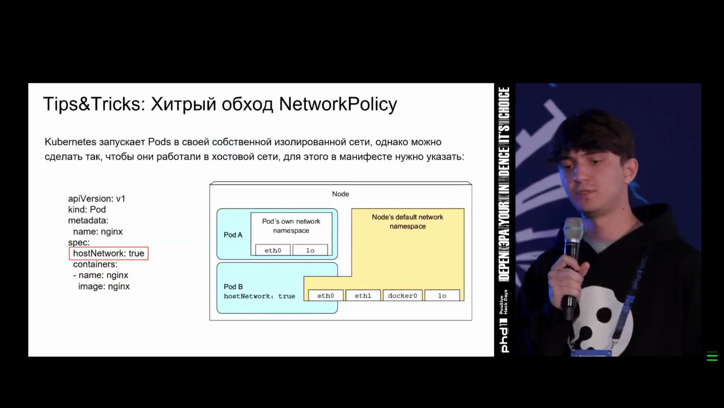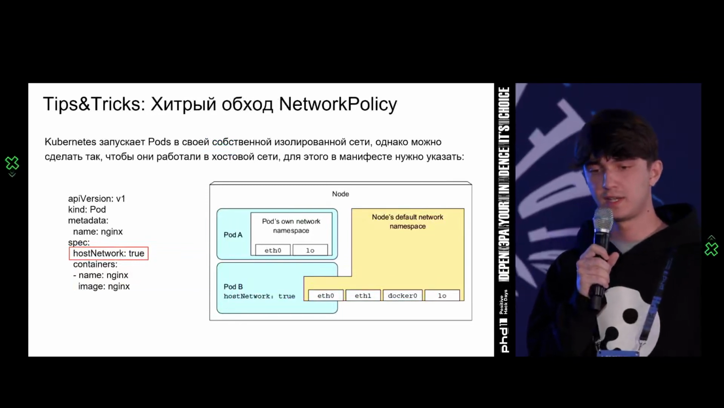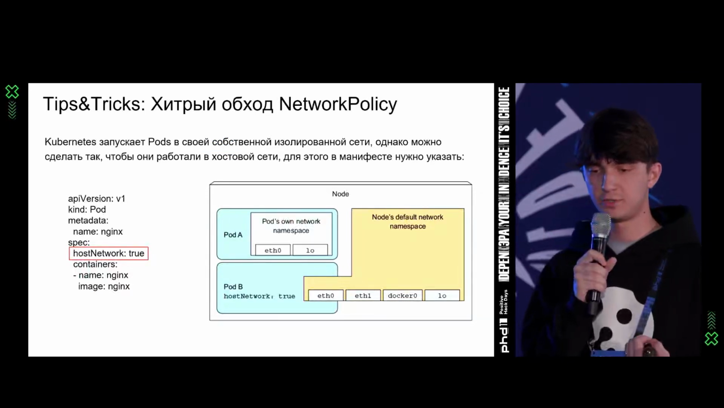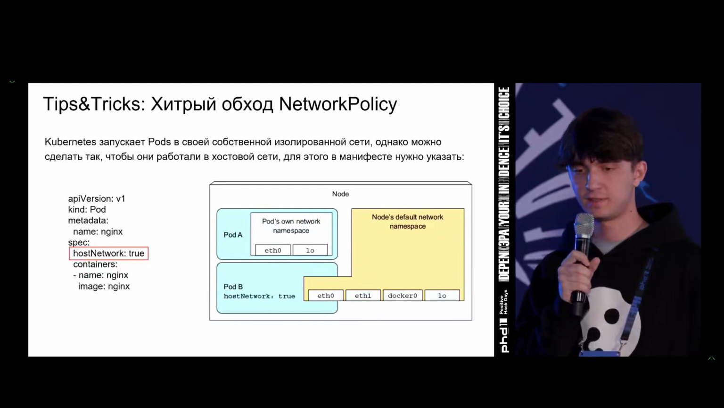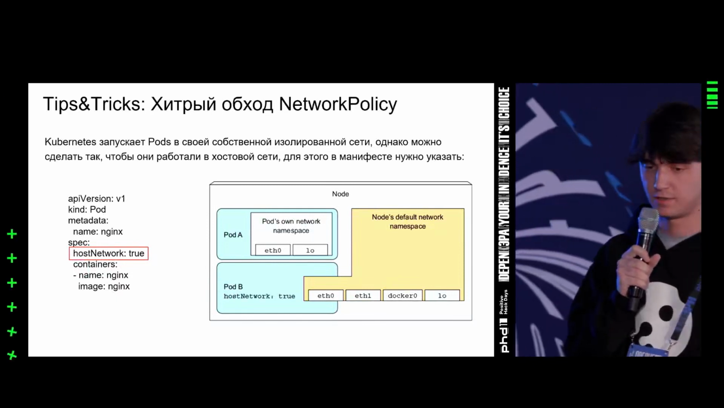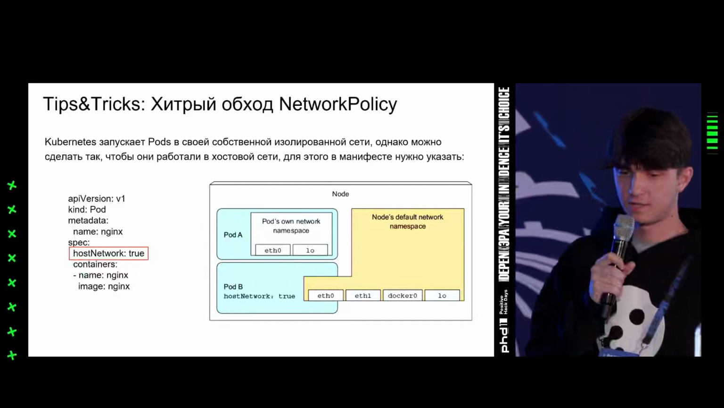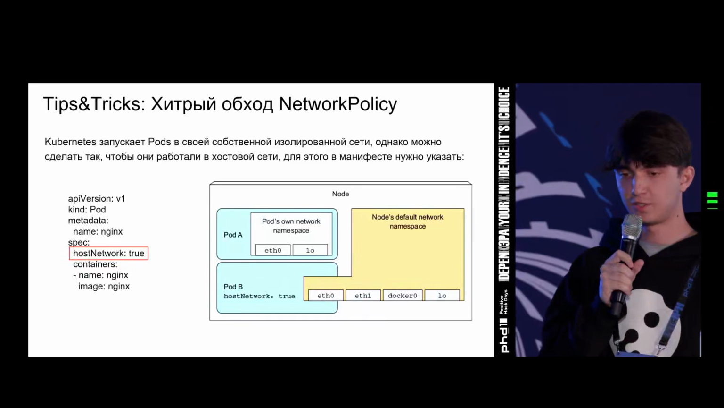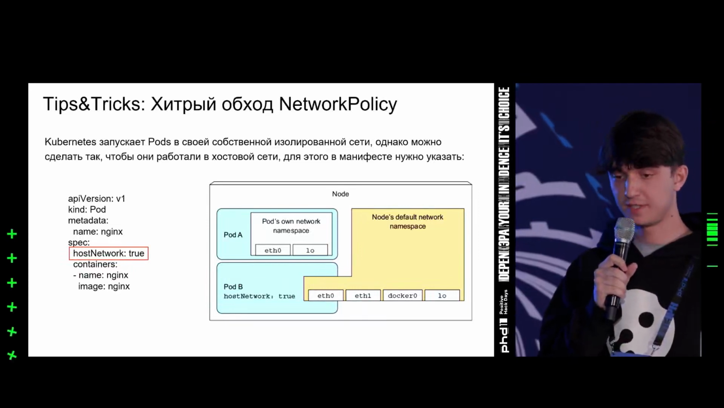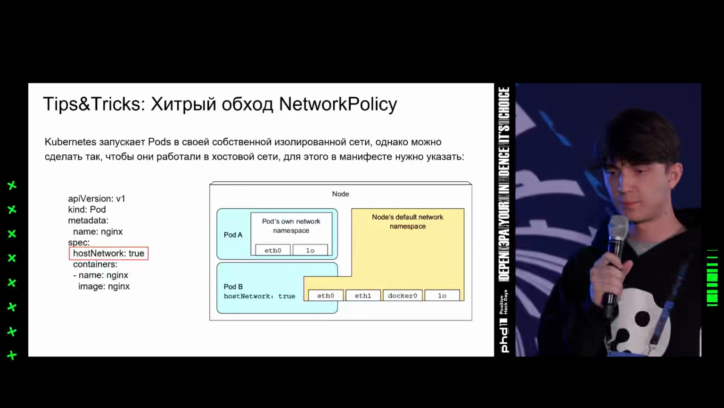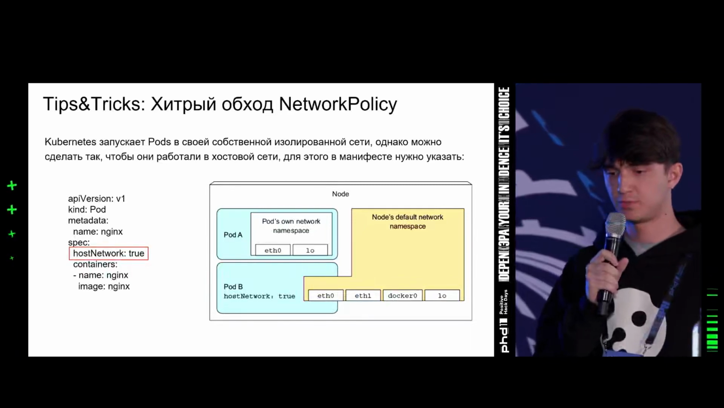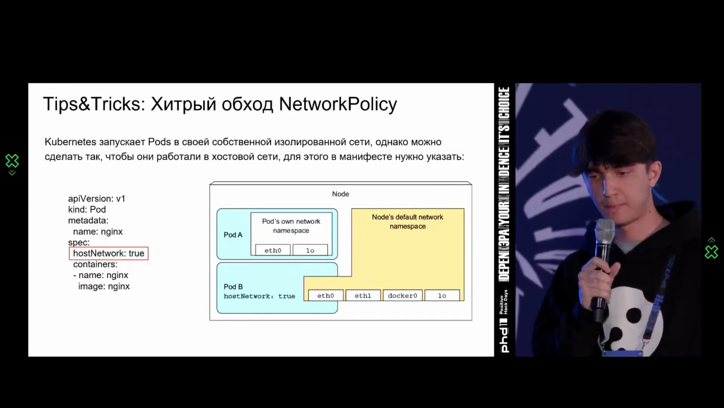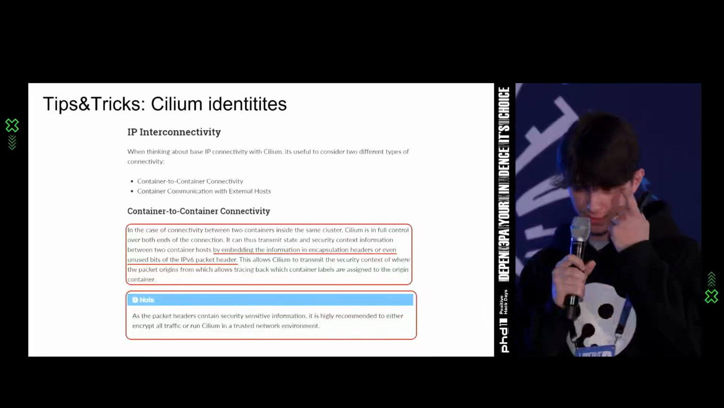In Kubernetes, all the pods by default work in their own isolated network. But we can make it so that they work and interact with all of the host interfaces. So in the manifest, you should put hostNetwork true, and thus it will work in your host network, and it would bypass the network policy. Network policies won't impact it because of the way it works.